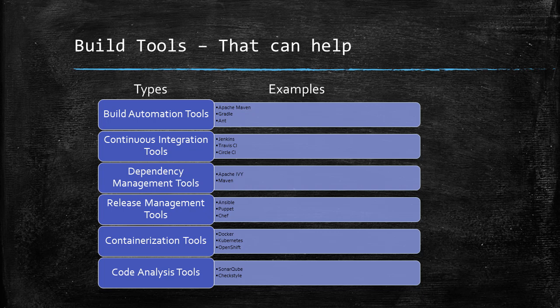Containerization tools automate the process of packaging software applications into containers for deployment. Examples include Docker, Kubernetes, and OpenShift. Code analysis tools automate the process of analyzing code for quality, security, and performance issues. Examples include SonarQube, Checkstyle, and PMD. The right set of build tools can help organizations achieve faster development cycles and better quality.